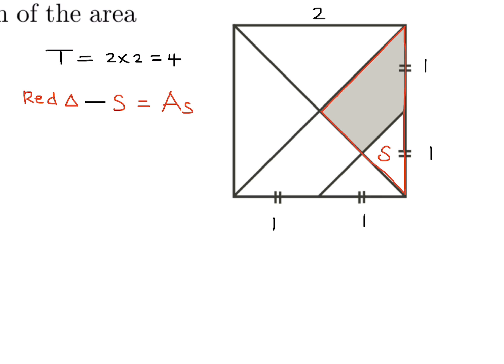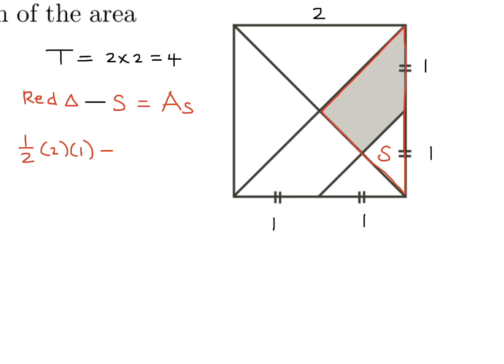Shouldn't be a problem. The red triangle is 1/2 base times height. The base is from here to here, which is 2. And the height is from here to here, and that height is 1. It's the same as that one downstairs. So there we go. We got the area of that red triangle.